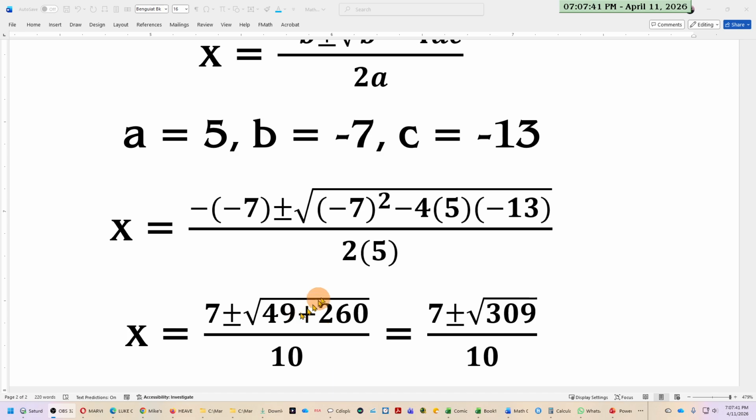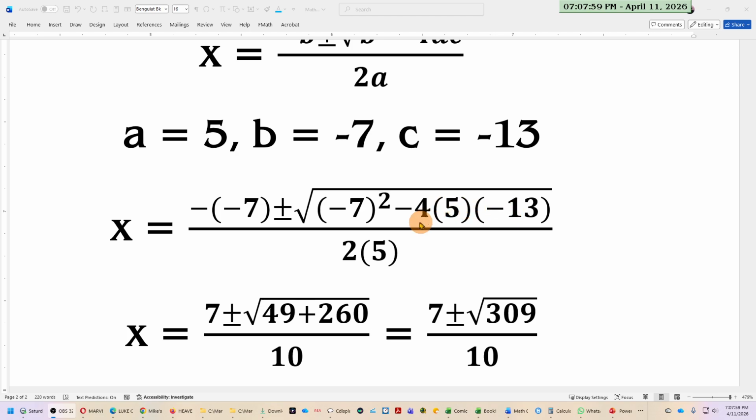Now, what happens when you're done with this? You should never end up with a negative number under this radical symbol, because you cannot take the square root of a negative number. So if you ever end up with a negative value under this radical symbol, go back and take your time and see what your mistake is.